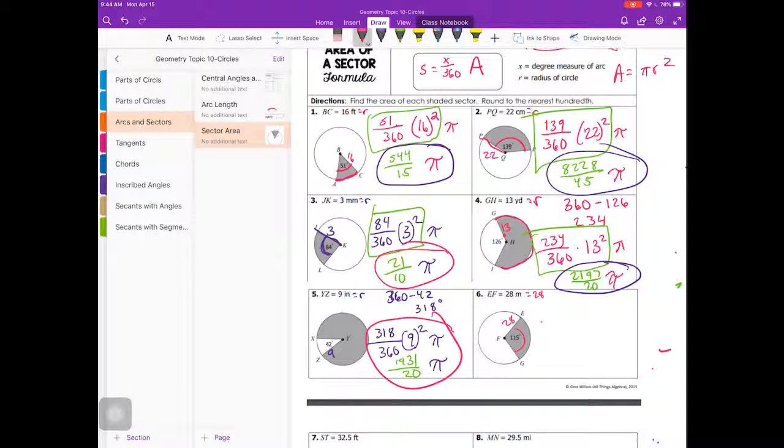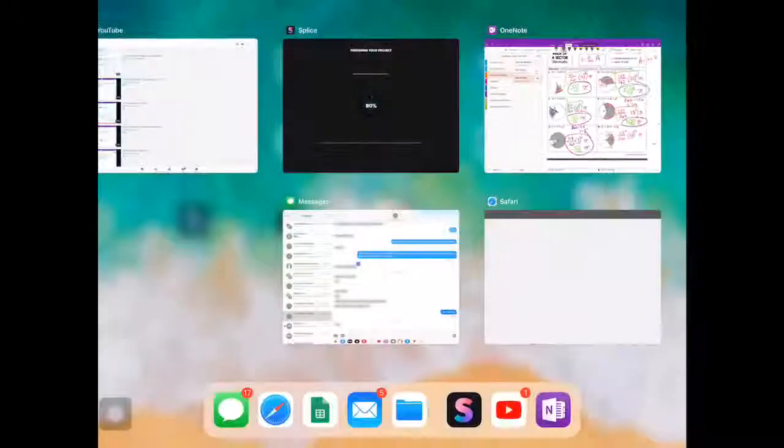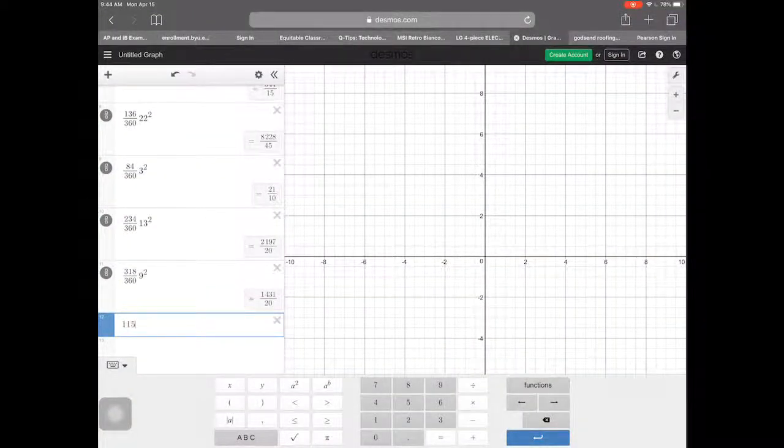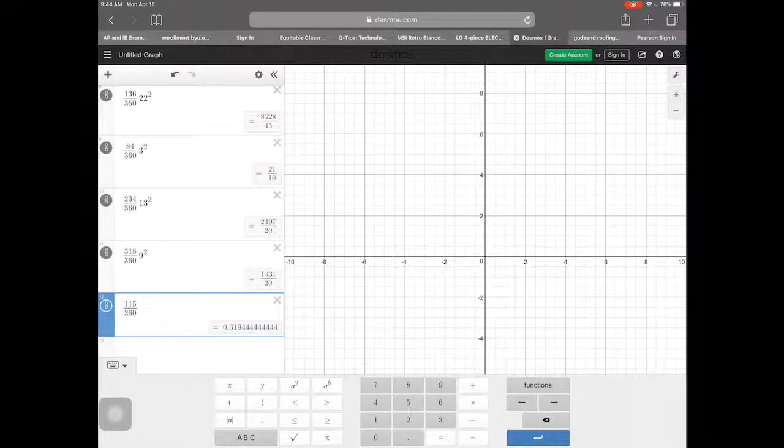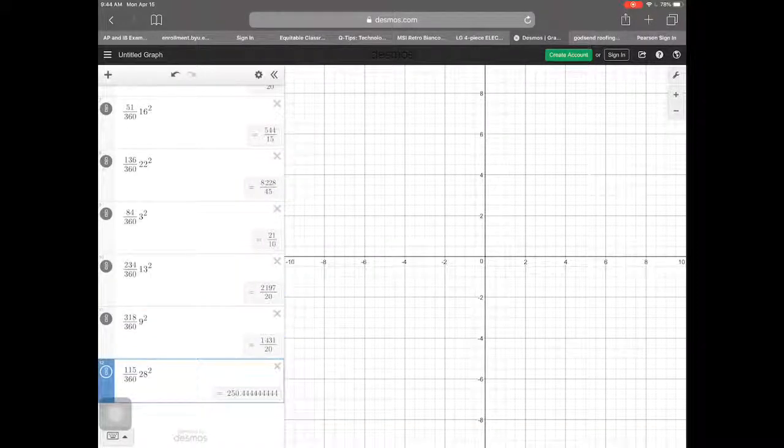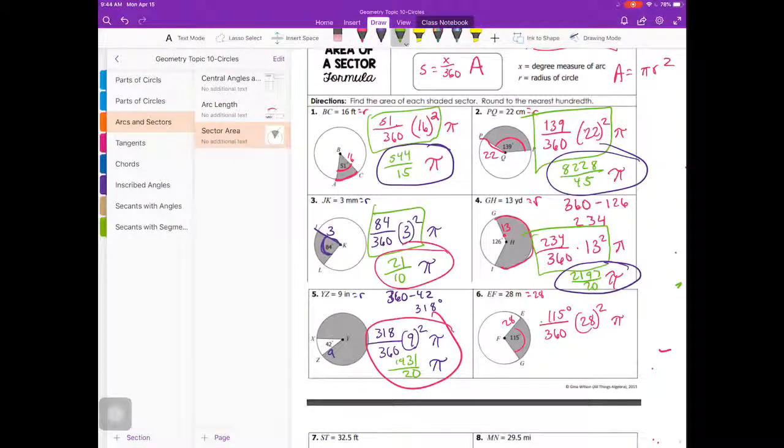And then finally, we're ending up here with an easy one. 28, our central angle is 115, so our arc is 115. So we're going to do 115 over 360 times 28 squared. Get it in fraction form, 2254 over 9. We need our pi, always and forever, and there's our final answer. I just realized I circled the whole thing for this one, so that's our final answer there.